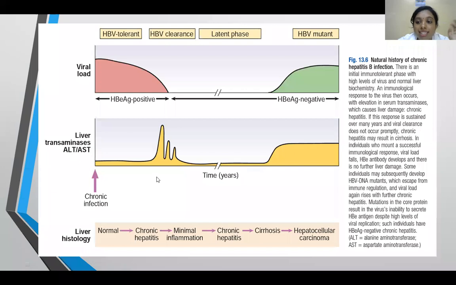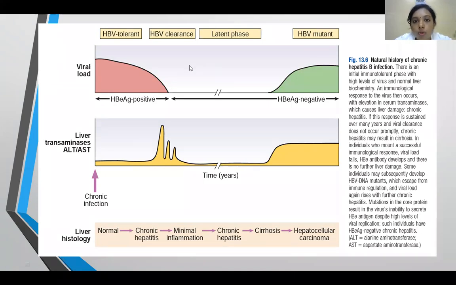If this response is sustained over many years, and viral clearance does not occur promptly, that results in cirrhosis. Chronic hepatitis and ultimately cirrhosis. So the liver enzymes initially increase, and then over the years, where the virus either does not clear or clearance has occurred, over time the enzymes will decrease. So depending on the enzymes, that is why we take into account all the features and classify the hepatitis. Based on only one feature we cannot. If enzymes are normal, does it mean that the patient does not have chronic hepatitis? No. So this results in cirrhosis.